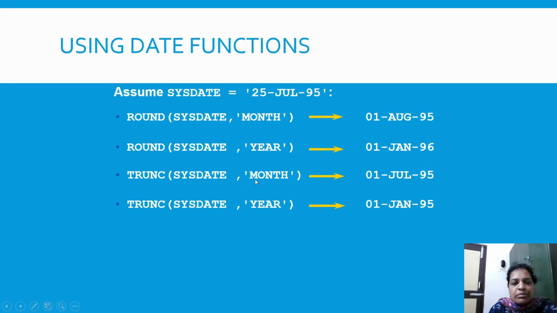Truncate system date by month: if you give it like this, the 25 will change to 01 July, from the 1st. Truncate by year means it will go to 01 Jan, from the beginning. So that's all about the date functions.